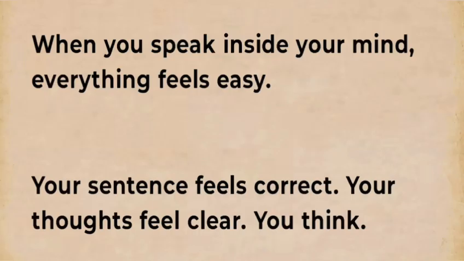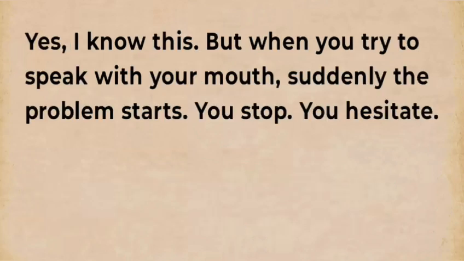Why speaking out loud is so important. When you speak inside your mind, everything feels easy. Your sentence feels correct. Your thoughts feel clear. You think, yes, I know this. But when you try to speak with your mouth, suddenly the problem starts.